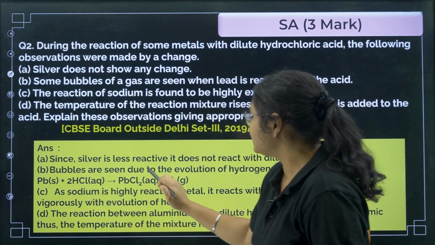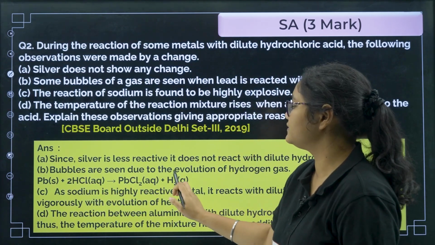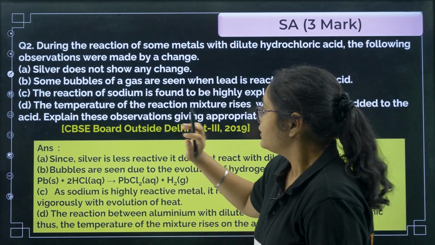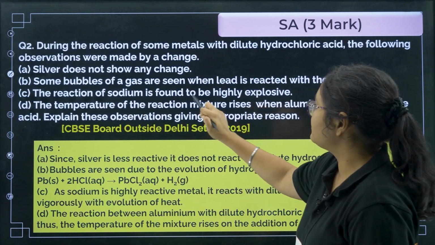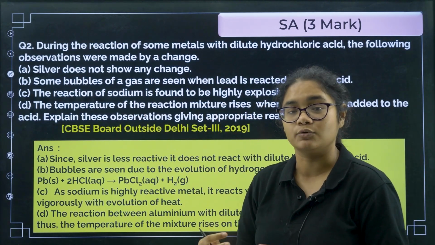So bubbles are seen due to the evolution of hydrogen gas. So Pb plus HCl gives PbCl2 plus H2. Next, we have the reaction of sodium, which is found to be highly explosive. Okay, sodium reactions are highly explosive.